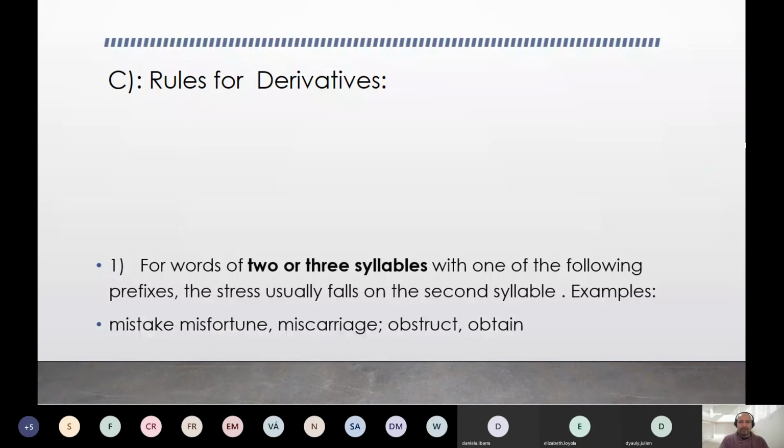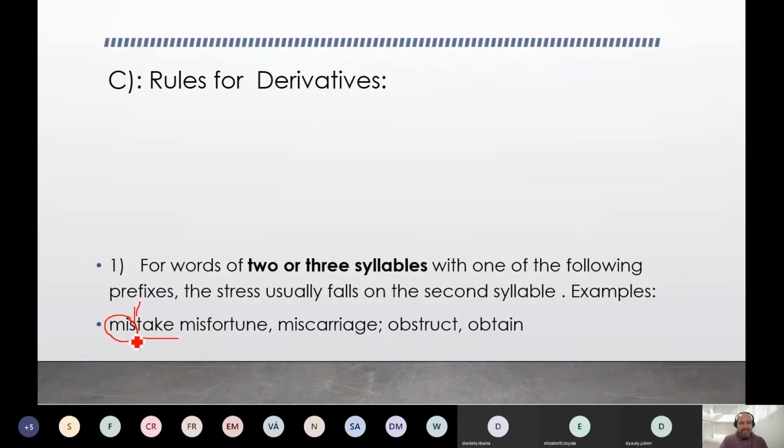Okay. So for derivatives, we can see this sort of definition, right? It says for 2 or 3 syllables with one of the following prefixes, the stress usually falls on the second syllable. Basically, we have the root take, we have the prefix miss, and it's the same syllable, right?